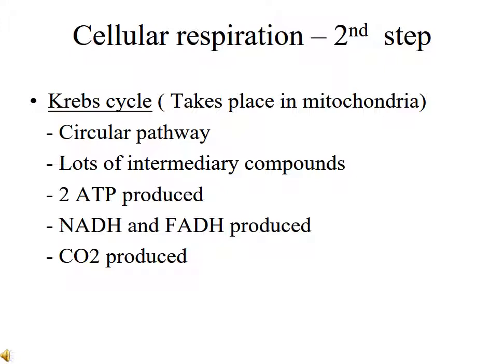Some ATP, as you can see, is also produced here. And in addition, lots of NADHs and FADHs are produced, which are electron carrier molecules loaded with potential energy. And a little carbon dioxide is produced here as well. So let's look at the complex Krebs cycle in the cellular step 2.